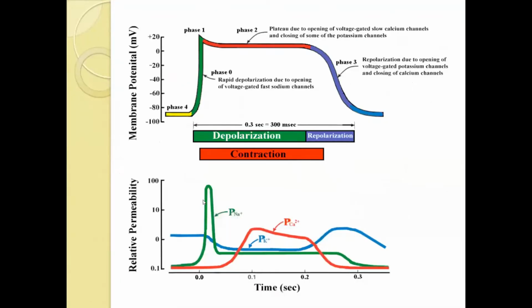Again, you see here the sodium conductance is higher during phase 1, and then the calcium conductance is higher during the plateau phase. The conductance of the potassium ion is higher during the repolarization phase. So after depolarization and repolarization, you have 200 milliseconds for contraction and the remaining time for relaxation. That's why cardiomyocytes have a longer refractory period, to allow contraction and relaxation.